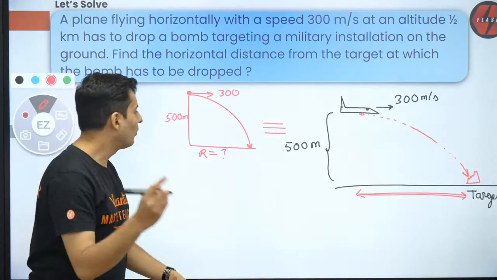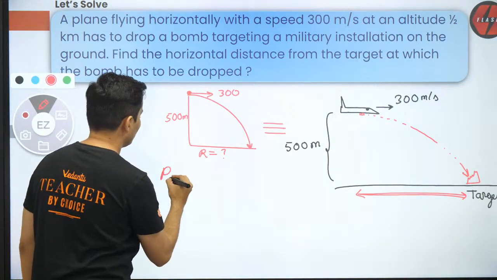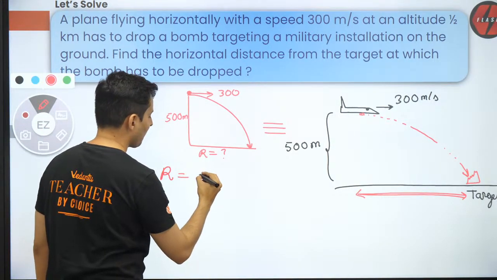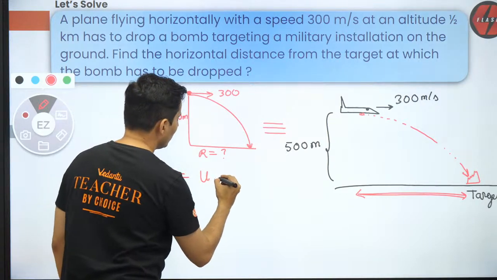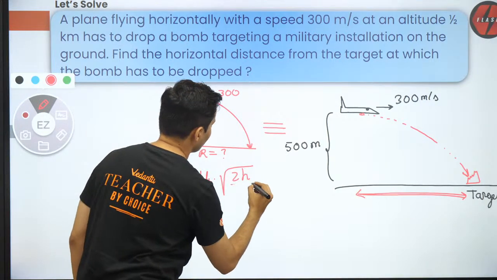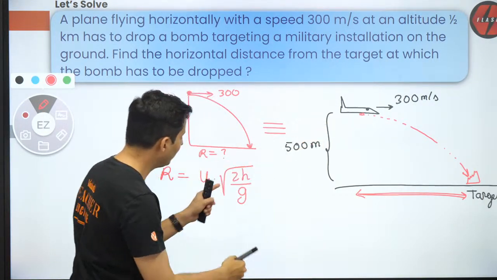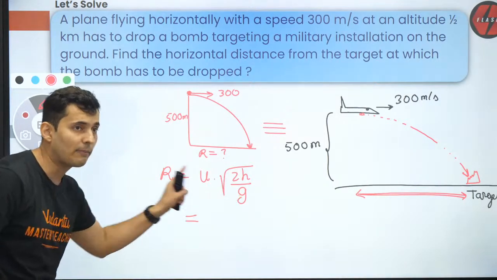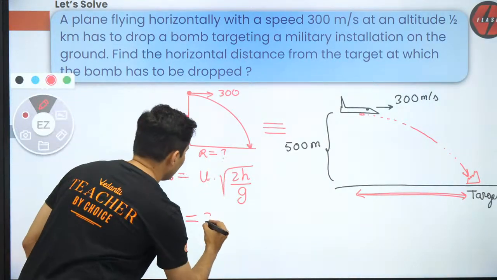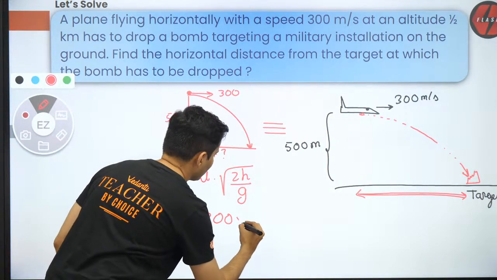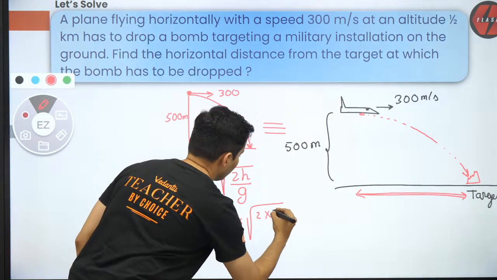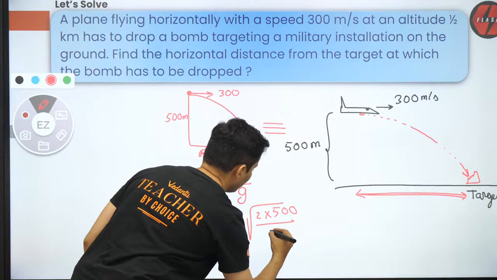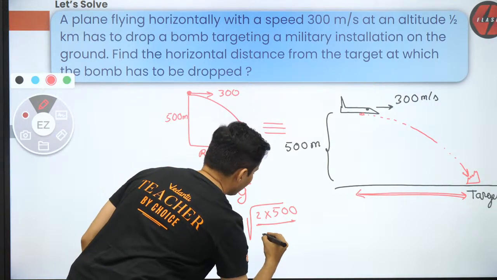Yes. So what do you have to do? Just find the range. So what is the formula for range? I just gave you. It was u into root of 2h by g. u was horizontal speed. Root of 2h by g was time. That's what I had given you sometime back. What is u? 300. What is this inside? It's 500 and g is 10.